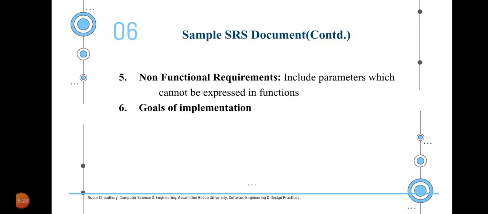The sixth and the last point of SRS is the goal of implementation. So the goal of implementation essentially will deal with all the environmental parameters which can be implemented or which require to be implemented while the software is being installed at any system. So goals of implementation will depend upon reliability and performance issues of the software product in context with other existing software and hardware components in the system.